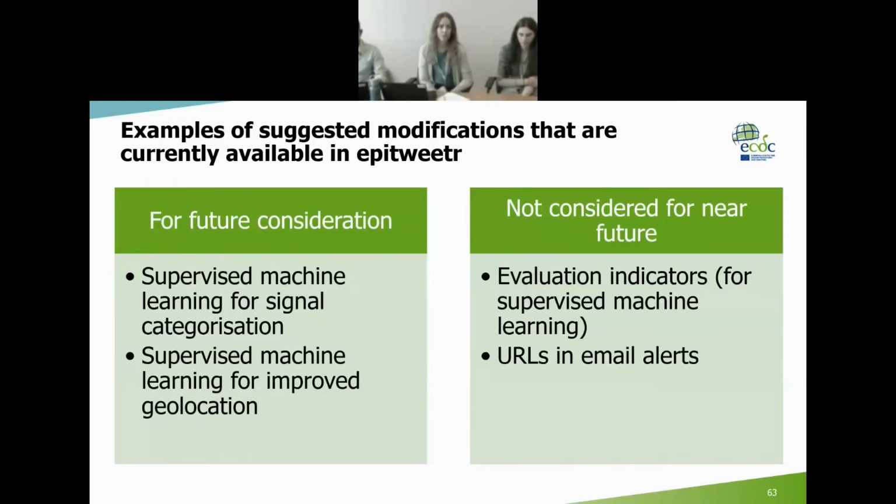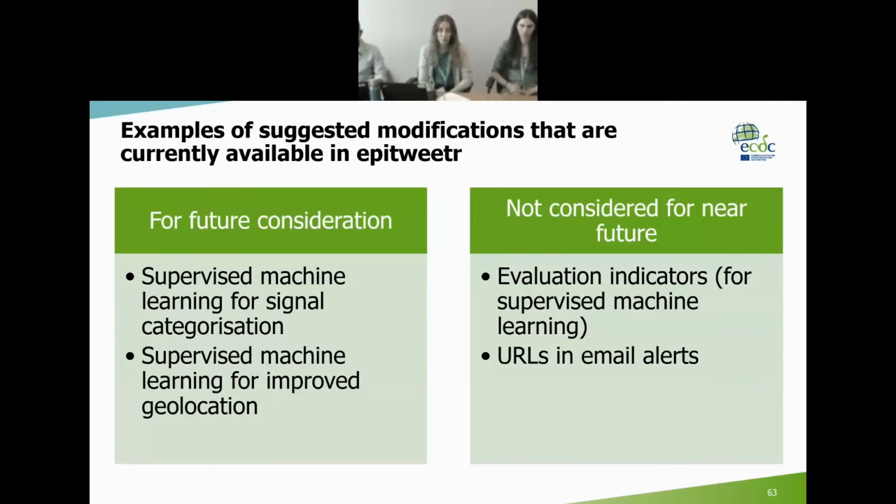Examples on future considerations. There were a lot of discussions at that point on the supervised machine learning layers that could be added to the different algorithms that we have. We have added with this latest version one for the signal categorization and another one for improved geolocation. There were also some suggestions on clustering, for example, the tweets or the users depending on their networks and their impact in the tweetosphere, which is something that will be discussed in breakout group 4 tomorrow as well.